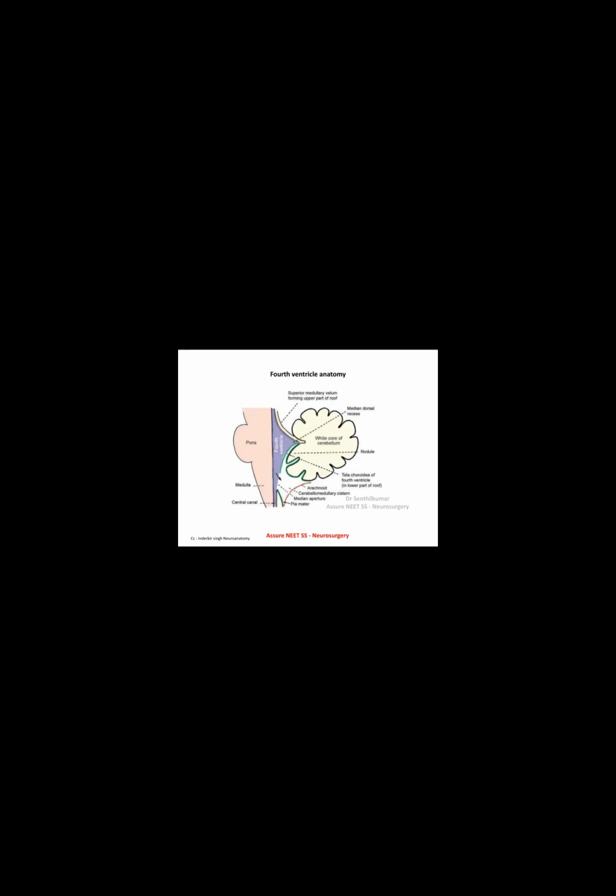We'll move on to the fourth ventricle. The fourth ventricle is actually located behind the pons and medulla, not behind the midbrain. The floor of the fourth ventricle is very important. The fourth ventricle communicates to the subarachnoid space through the foramen of Magendie, which is a single foramen in the center, and the foramina of Luschka, two foramina on either side. And to the spinal cord through the central canal.